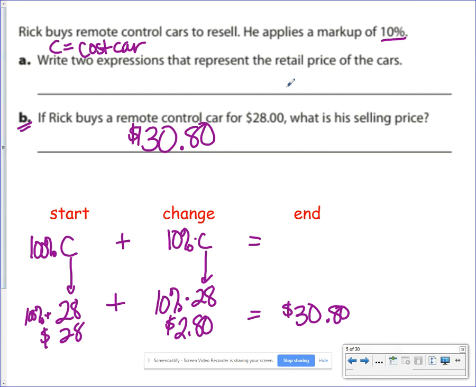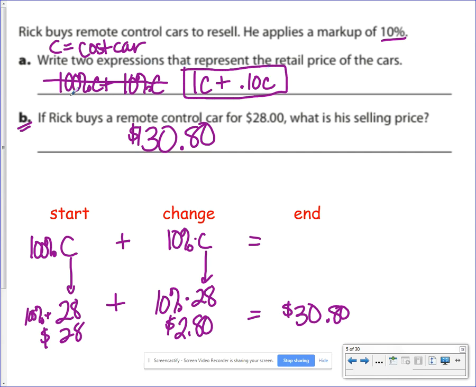What are the two expressions that represent the retail price? Well, you could think of it this way. 100% times C plus another 10% times C, or actually it looks a little nicer to write these as decimals. So you just write 1C plus 10 hundredths or 1/10 C. That's one way you could write it. Or if you added that all together, 100% and 10% is 110% times the cost of the car, which as a decimal looks like this. You could write it like this.